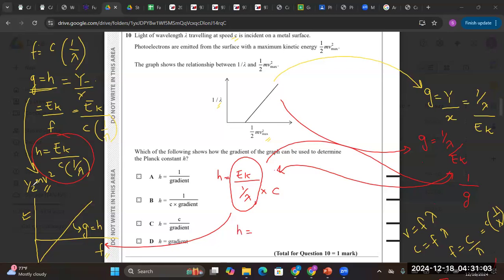So Planck constant is equal to 1 upon gradient multiplied by C. So the correct answer is option B. Right, Laiba, is this making sense? Do you want me to go over it again? Yeah, Miss, I got it. Perfect, good. All right, let me share with you your next question. One second.